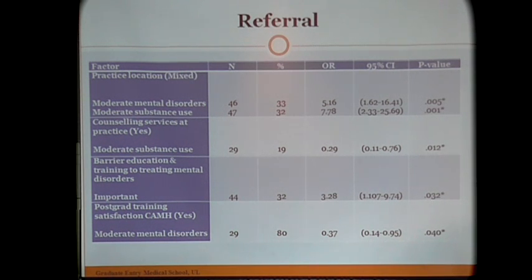So GPs based in mixed practices were more likely to refer moderate cases of mental and substance use disorders to specialist care. The lack of counselling services delivered at the practice was also associated with non-referral, and those who identified their lack of education and training in youth mental health were also likely to refer mental and substance use disorders to specialist care.